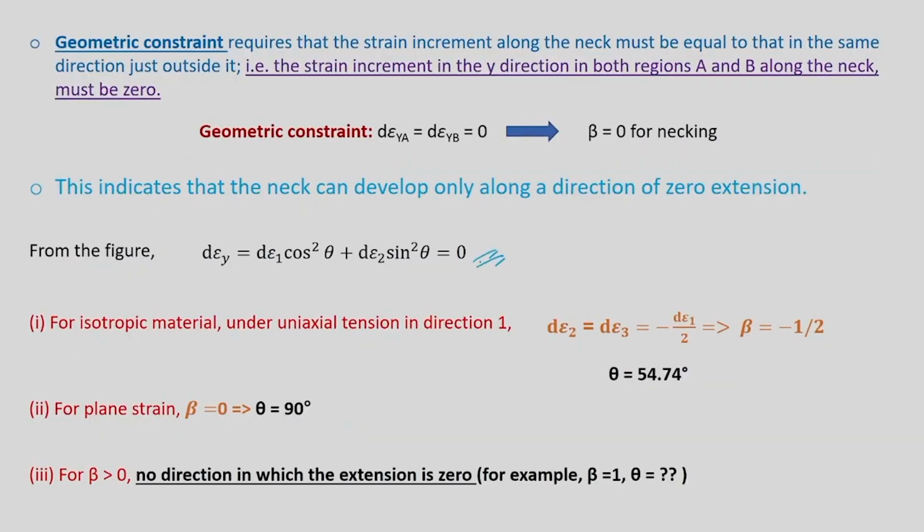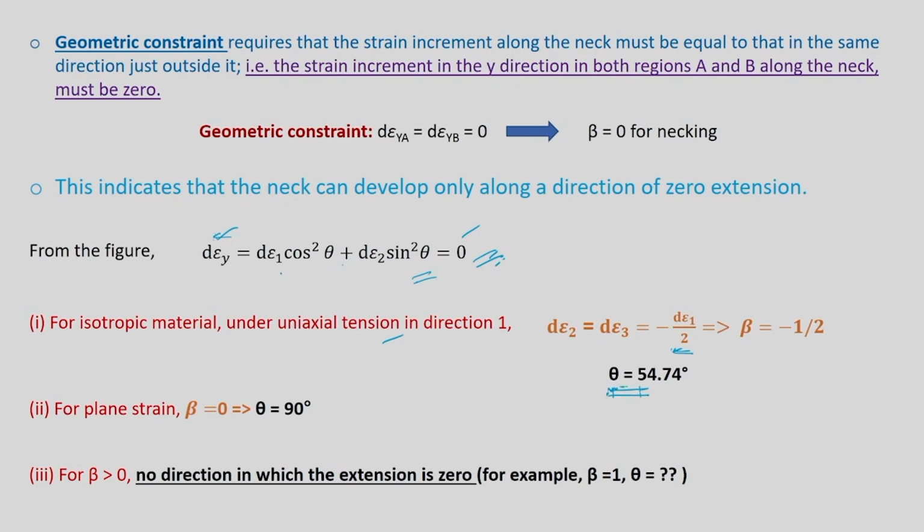So, this equation relates your strains in 1, 2 with respect to your x, y, and this condition is already known to me, d epsilon y has to be 0. Now for an isotropic material, which is what we have been discussing until now, under uniaxial tension, this equation is already derived by us: d epsilon 2 is equal to d epsilon 3, which will be equal to minus d epsilon 1 by 2. If you put this condition in this equation, you will see that it gives beta is equal to minus 1 by 2, and if you put it in this equation, it will give theta as about 55 degrees.